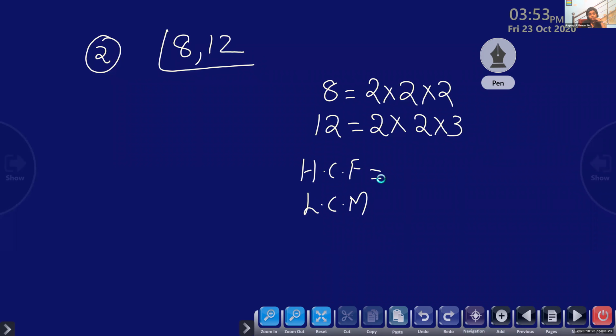Harsha, what is HCF? Look at the board. 8 can be written as 2 into 2 into 2. And 12 can be written as 2 into 2 into 3. Harsha, are you there? Yes, ma'am. What is HCF? Look at the board.